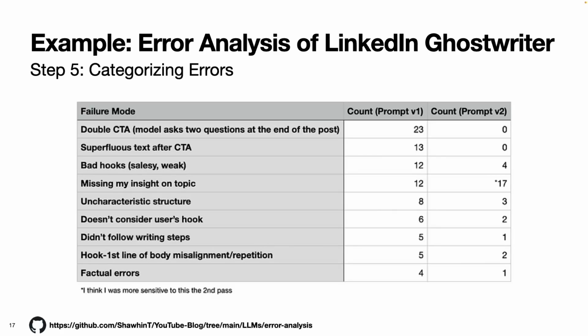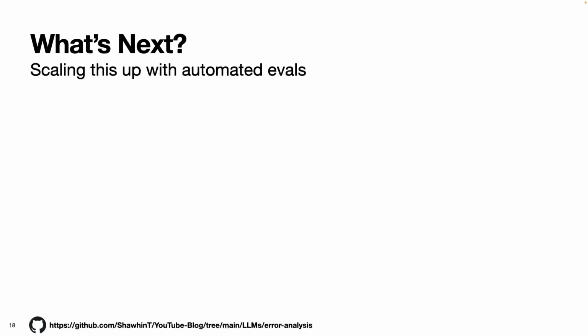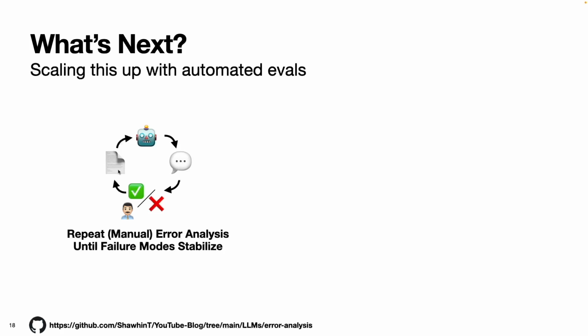But one of the downsides here is that every time I want to evaluate a new prompt, I need to go through this manual error analysis process all over again. This brings me to what's next. So right now what the process looks like is we have a prompt, we give it to the LLM, we use it to generate a set of responses, and then we manually review each of the responses and then refine the prompt and just go through this loop over and over again.